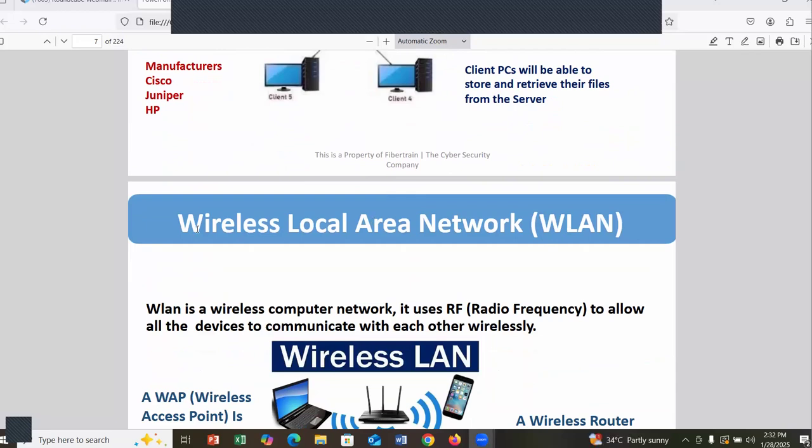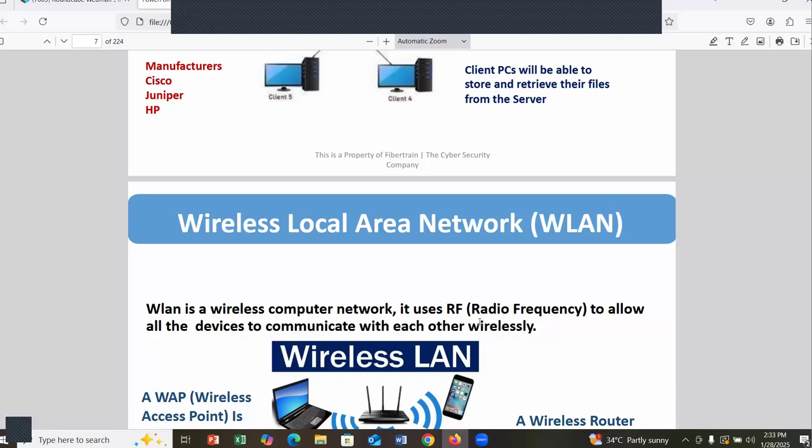So the second type of network is a WLAN. WLAN stands for wireless local area network. So what's the function of a WLAN? Here it says that a WLAN is a wireless computer network. It uses RF, which stands for radio frequency, to allow all the devices to communicate with each other wirelessly.